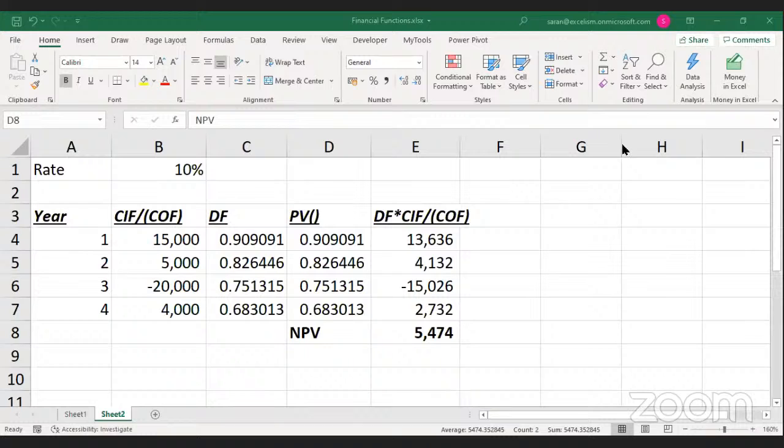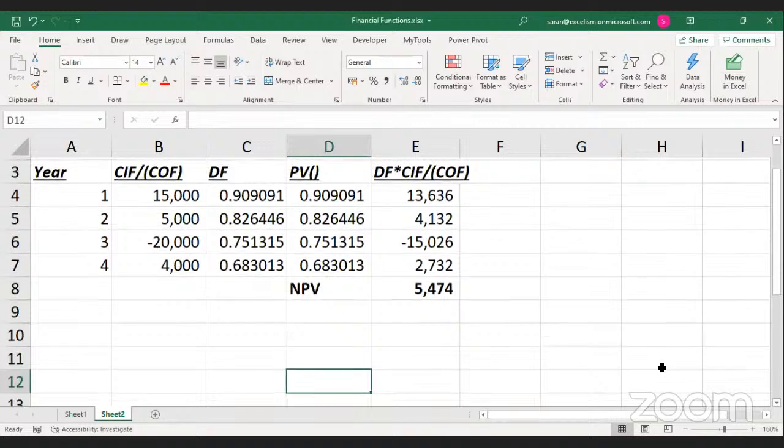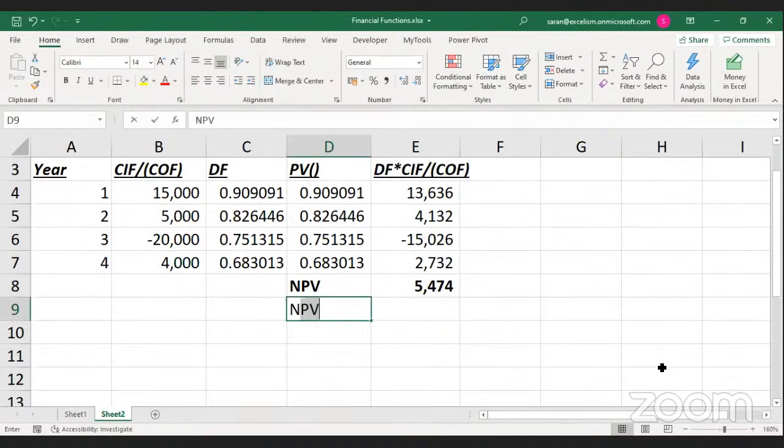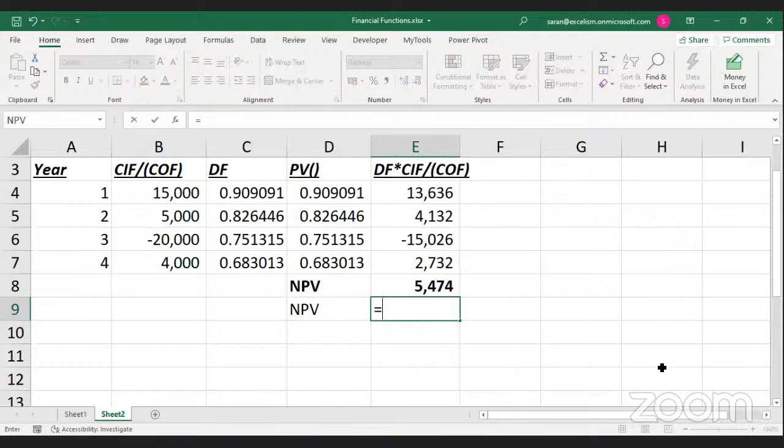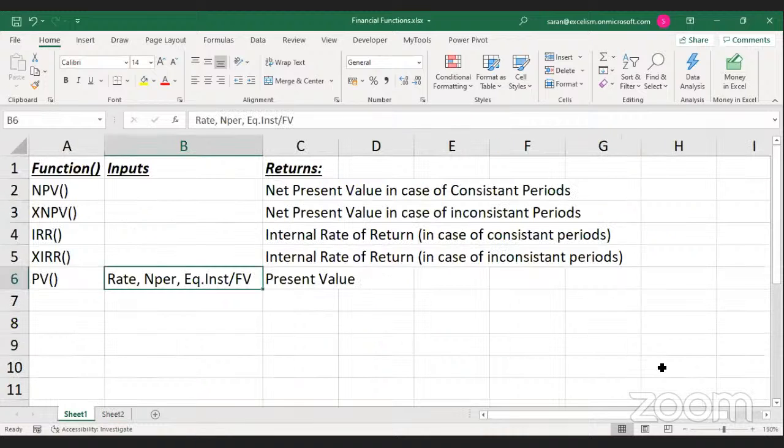Okay, good. So this is the manual method. If I want to do it with NPV by using the formula, what I'm going to do is simple, equal to... can you please tell me what may be the inputs which are required to calculate NPV?